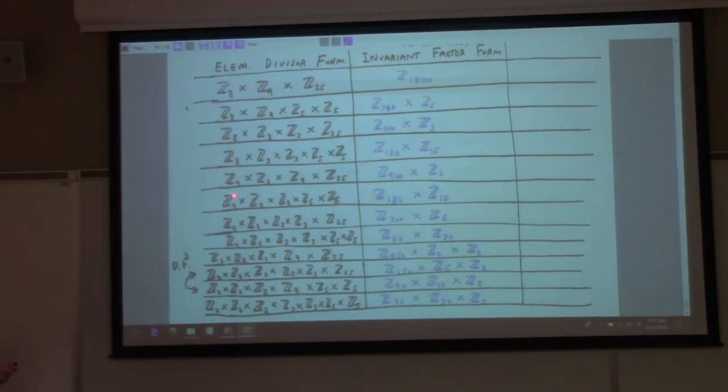Next one here, we pick a 4. We pick a 9. We pick a 25. That gives us the 900. You're left with this extra copy of Z2 for the next invariant factor. You pick a 4, you pick a 9, you pick a 5. Leaves you the 2 and the 5. You pick a 4, you pick a 3, you pick a 25. That gives us 300. You're left with the 2 and the 3. You get the idea.